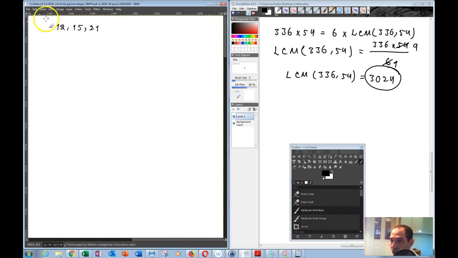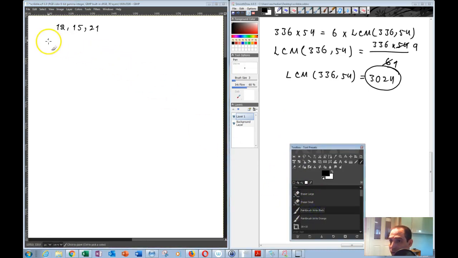If you want to do that with prime factorization, what you can do is write 12 as 4 times 3, which is 2 times 2 times 3, so that's 2 squared times 3. Let me write it this way.